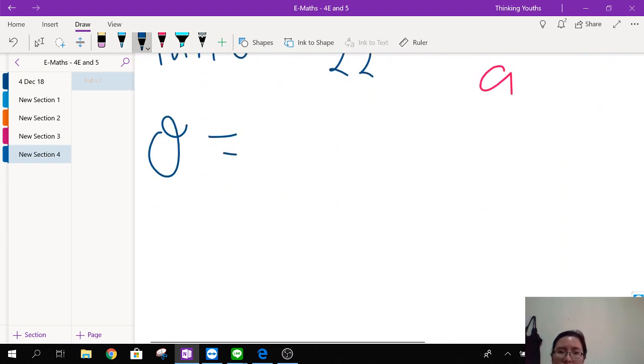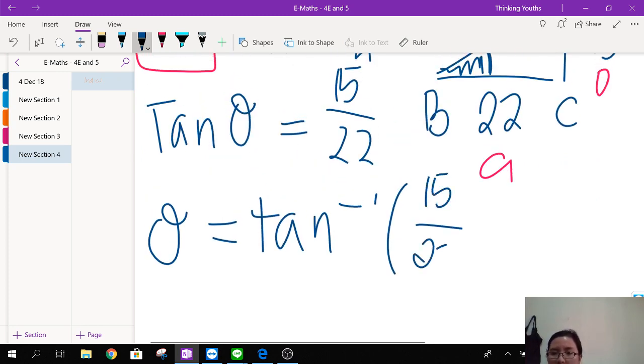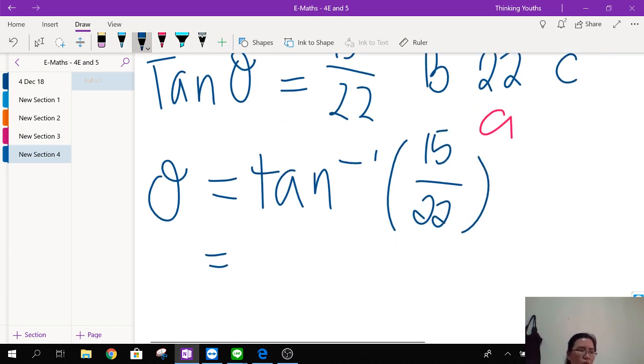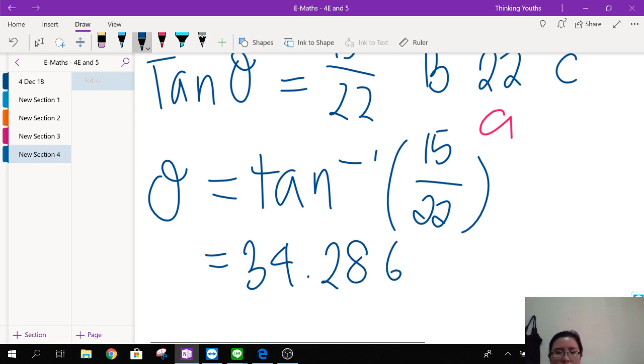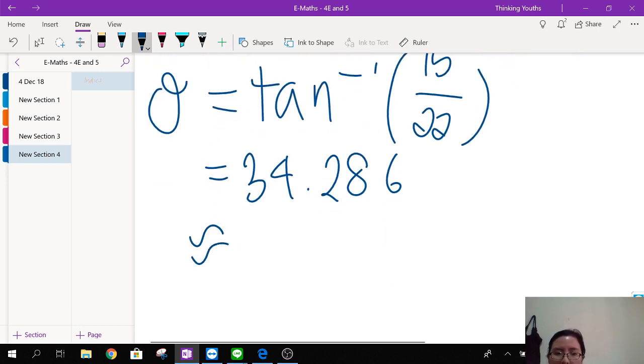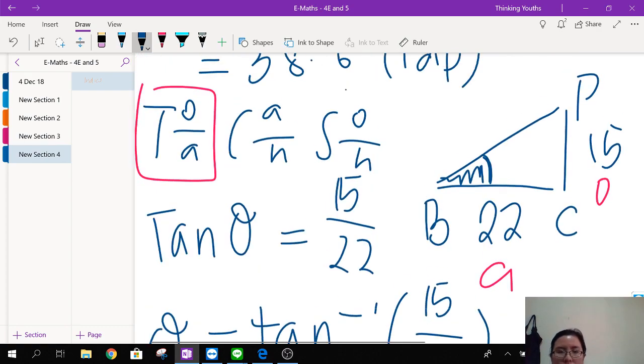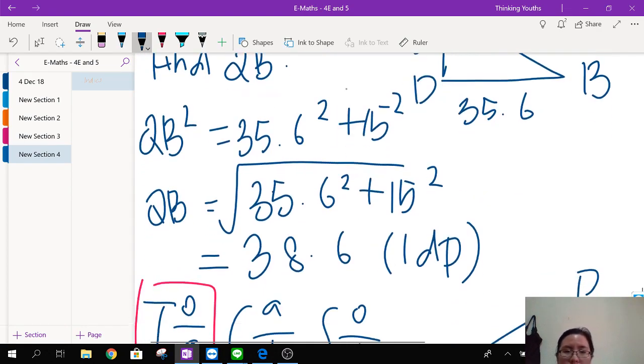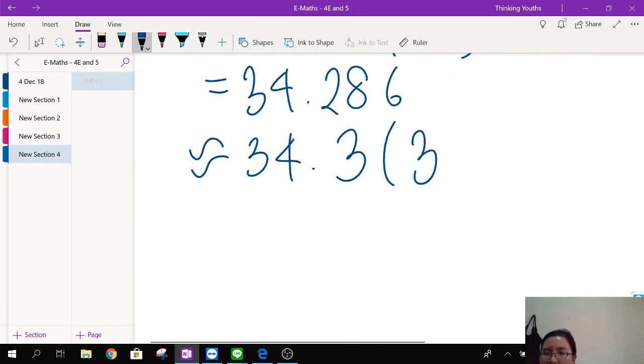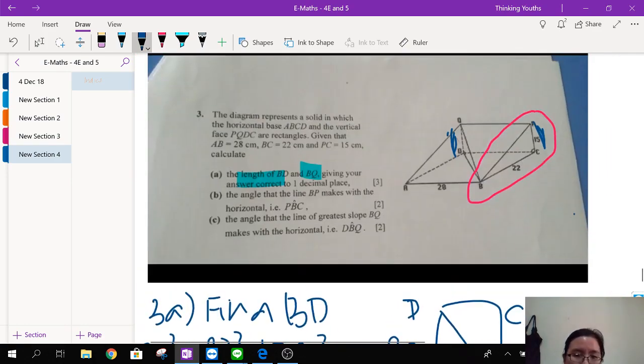So if you want to find theta, you have to take tangent inverse of 15 over 22. So inverse tangent, 15 over 22, gives 34.286. We will round off to 3 significant figures, 34.3. Based on exam rule, this will be rounded off to 3 significant figures. Okay, that's done for your part B.